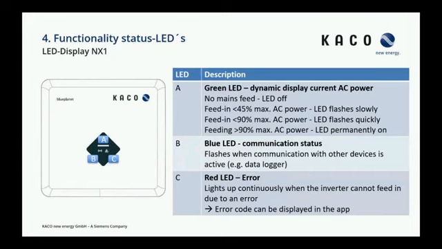The LED B is the communication LED. This is a blue one, and it flashes if you have a communication with other devices, for example, with a data logger. The right LED is a red LED. This shows if you have an error and the inverter can't feed in. So if this one is on, you have to check what's the problem in the app. You will see, okay, we have error code, for example, 55. And after that, it's also displayed what's the problem, for example, a grid issue.